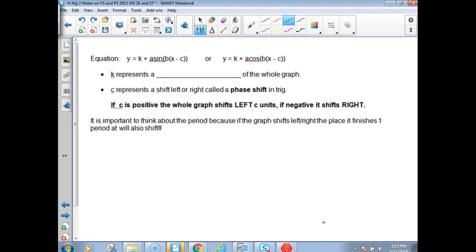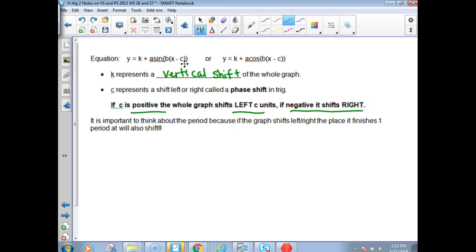Now, guess what? One more thing. Now we're putting a C in there. We know K represents a vertical shift of the entire graph. C now is a shift to the left or the right, and it's called a phase shift in trig. If C is positive, the whole graph shifts left. If it's negative, it shifts right, because the format is x minus C.